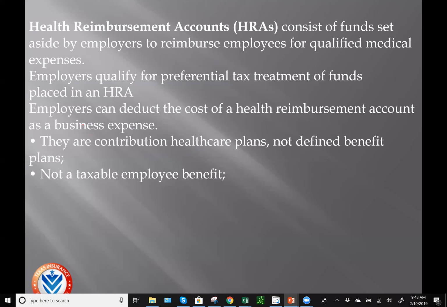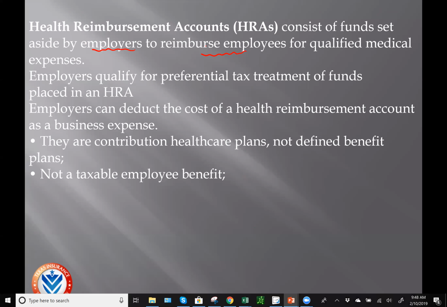Next, we have a health reimbursement account, or HRA. A health reimbursement account consists of funds set aside by an employer to reimburse an employee for their qualified medical expenses. It is the employer's money, so since it's the employer's money, the employer gets to set eligibility requirements, who can participate, full-time employees, part-time employees, or both. And they also get to set contribution limits, how much money can be set aside. It's their money, so they get to decide that.